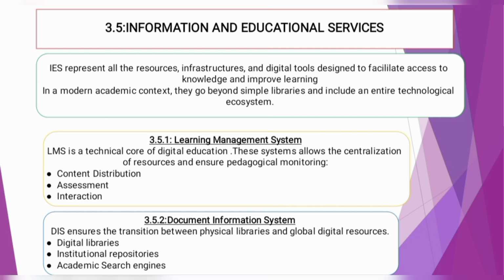Document information system ensures the transition between physical libraries and global digital resources, that is access to scientific databases and online journals. Institutional repositories, archiving and promoting research work and academic papers within the university. Academic search engine. Here, indexing tools that filter information based on scientific relevance.